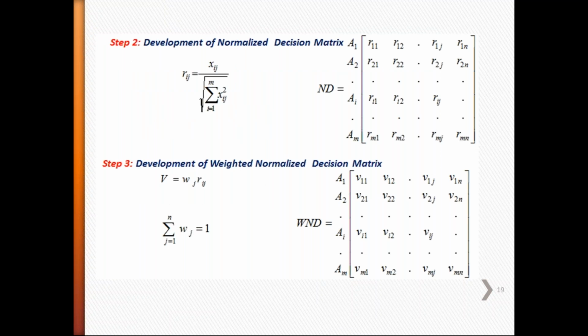So that is why in the equation it is written Rij is equal to Xij divided by the square root of the summation of the square of Xij, where i varies from 1 to m. j is fixed. That means it is column-wise.